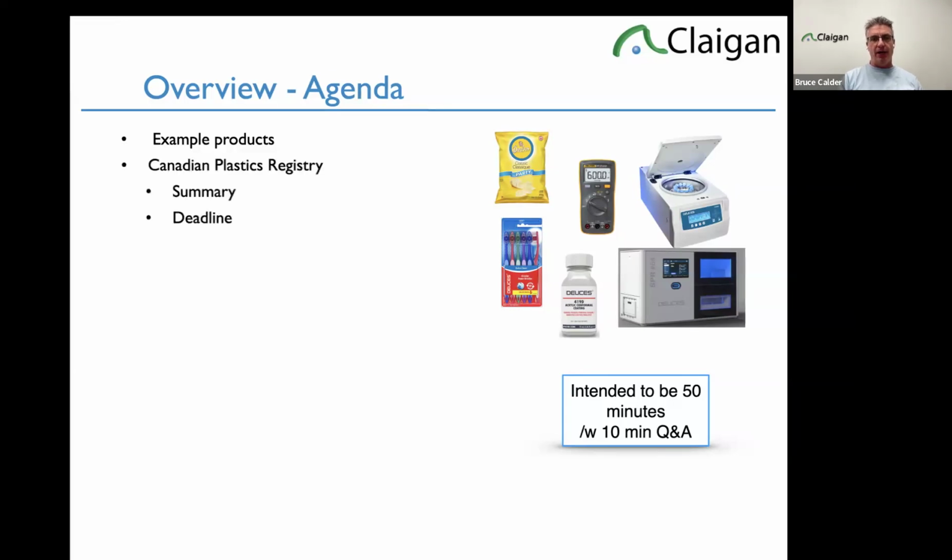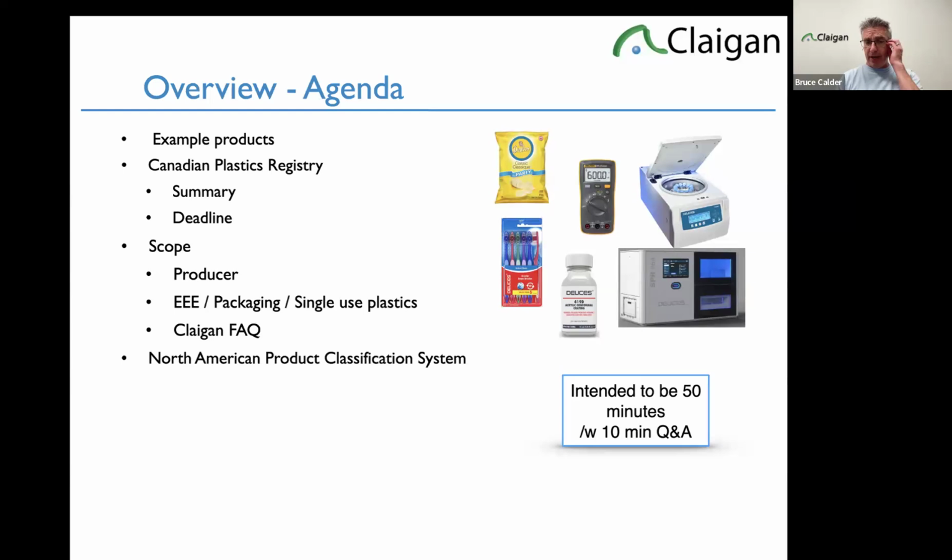So I'm going to talk about some example products. I'm going to talk about the Canadian Plastics Registry. I'm going to summarize it and where the deadline is. Then I'm going to talk about some scope questions: producer, your electronic equipment, your packaging, your single-use plastics. And then we have a Claigan FAQ on our website. You can go there and it's got some answers. And I'll explain why we have that and why it exists as opposed to the government version, which doesn't exist at this point in time.